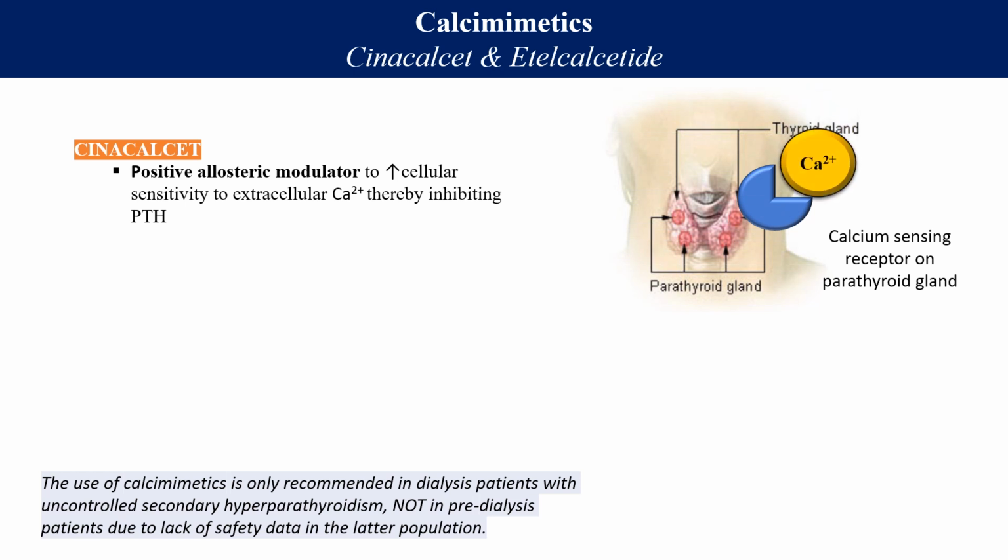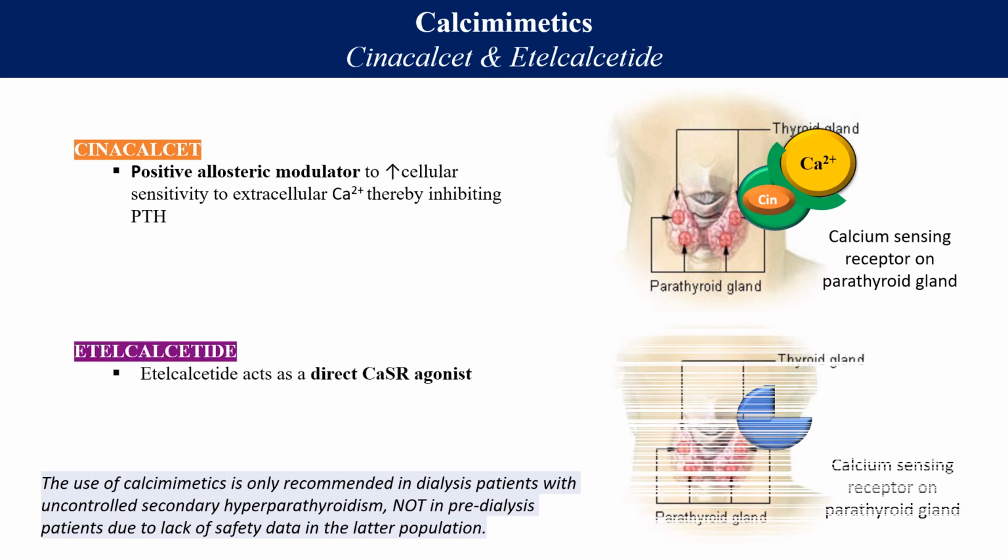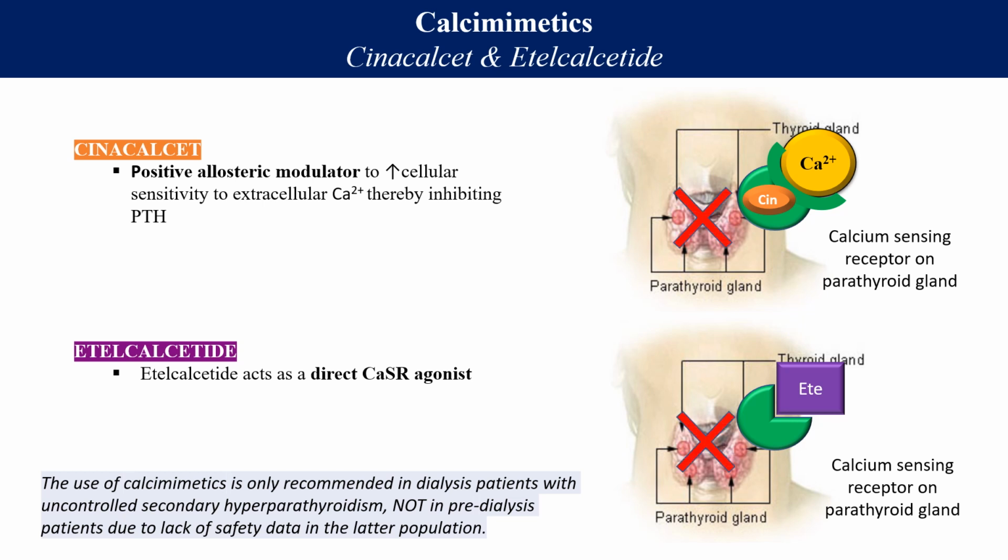Cinacalcet is a positive allosteric modulator of calcium-sensing receptors. Basically, cinacalcet binds to calcium-sensing receptors and changes the conformation of the receptors to make them more sensitive to extracellular calcium. Etalcalcetide is a direct calcium-sensing receptor agonist, which means it can directly activate calcium-sensing receptors without having calcium around. The activation of calcium-sensing receptors by either cinacalcet or etalcalcetide signals parathyroid glands to stop producing more PTH.